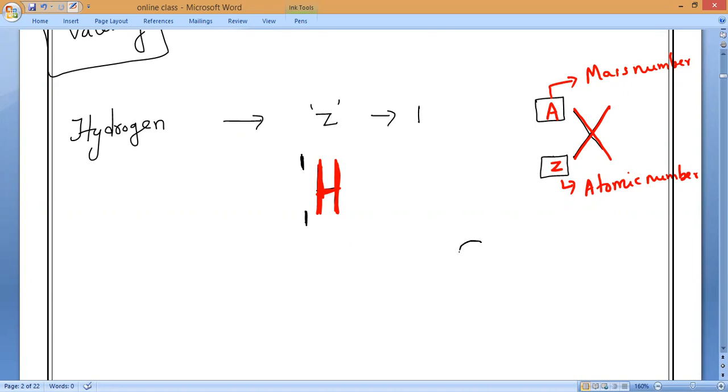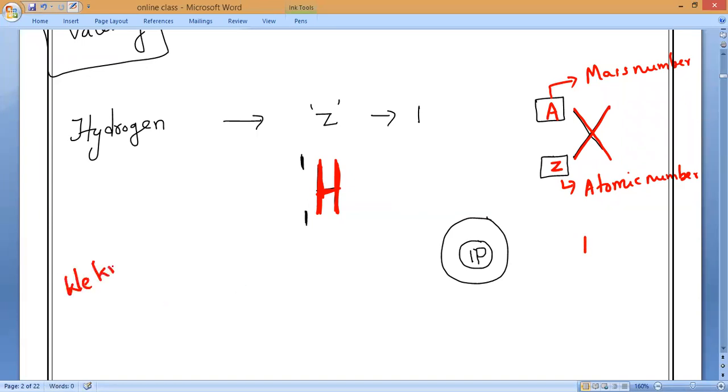So how to draw? First, center, nucleus. So nucleus, how many protons? Positive charge is present in nucleus. So how many protons? Everybody. 1 proton, and it is having only 1 shell. So how many electrons are revolving fastly? If 1 proton is there, we all know.